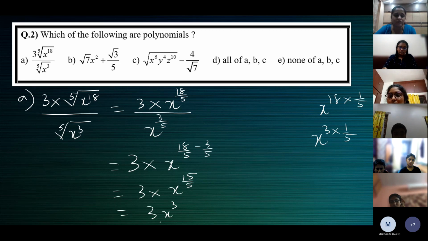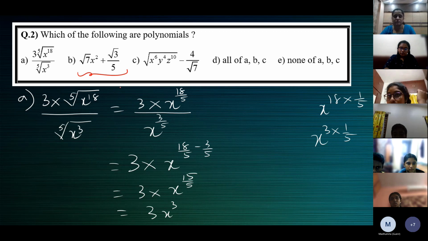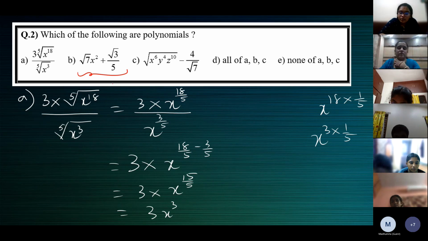And the question is, which of the following are polynomials? So there can be more than one polynomial here. So the first one is a polynomial. What about the second one, children? Is it a polynomial, the second one? The second expression, is it a polynomial or not? It's not a polynomial, ma'am.